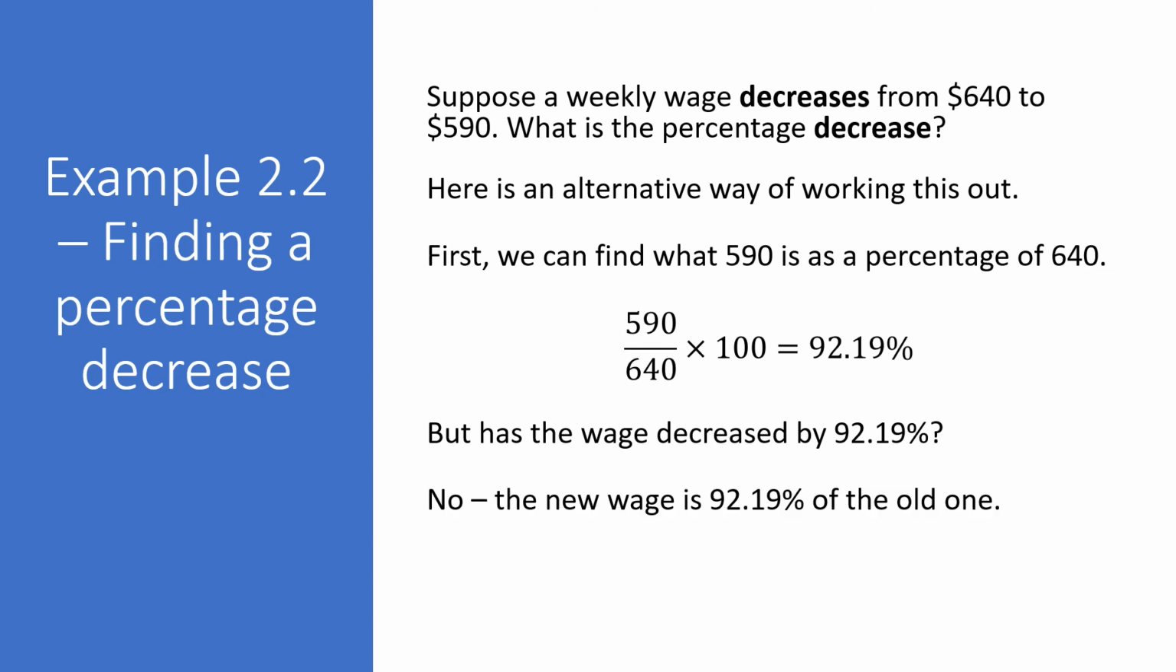To find the percentage decrease, we need to subtract 92.19 from 100, since 100% represents the initial amount, the 640, and 92.19% represents what we are left with of the initial amount after the decrease. The difference between these two percentages is the percentage decrease, 7.81%.